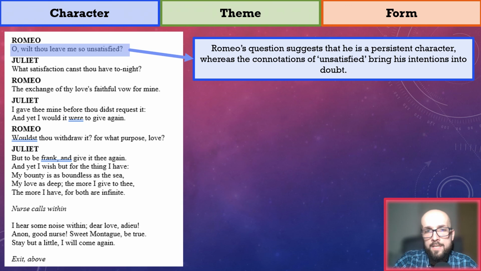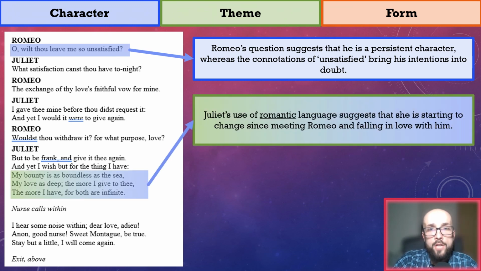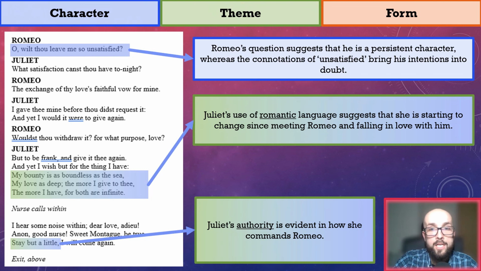Is he unsatisfied because she has not professed her undying love for him, has not kissed him, or has not satisfied him sexually? It appears that Juliet gives in just a little bit, for her use of romantic language not only sees her express her love for Romeo, but it shows how she has started to change since meeting and apparently falling in love with him. And sticking with Juliet, you could also say that her authority is evident in how she commands Romeo, telling him to stay a while as she deals with her nurse very quickly.